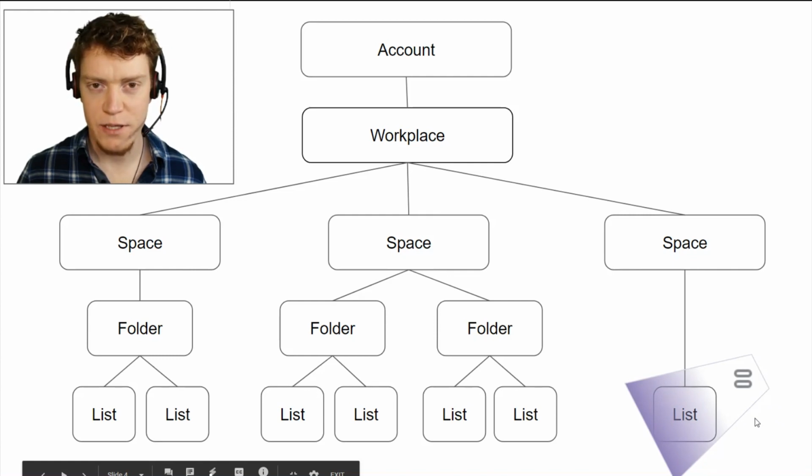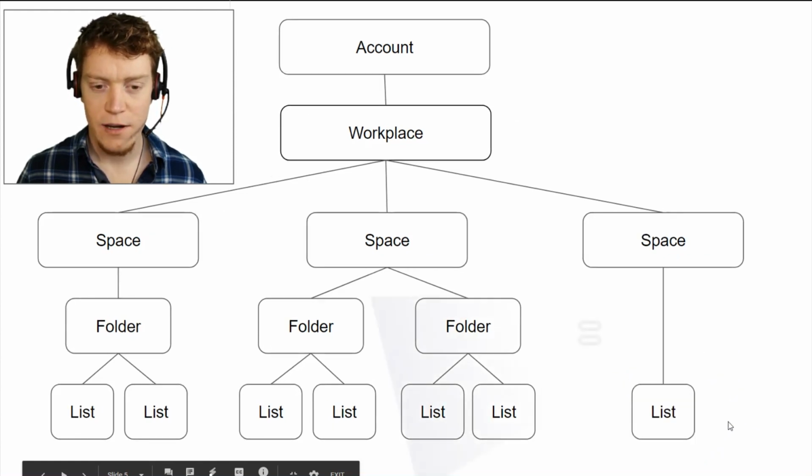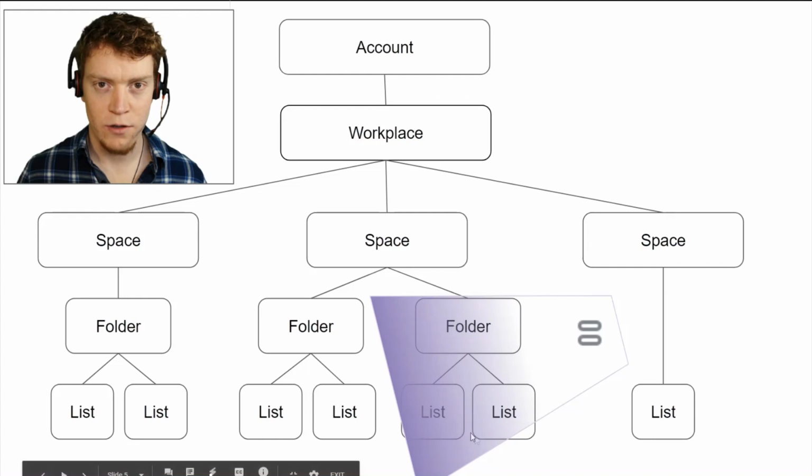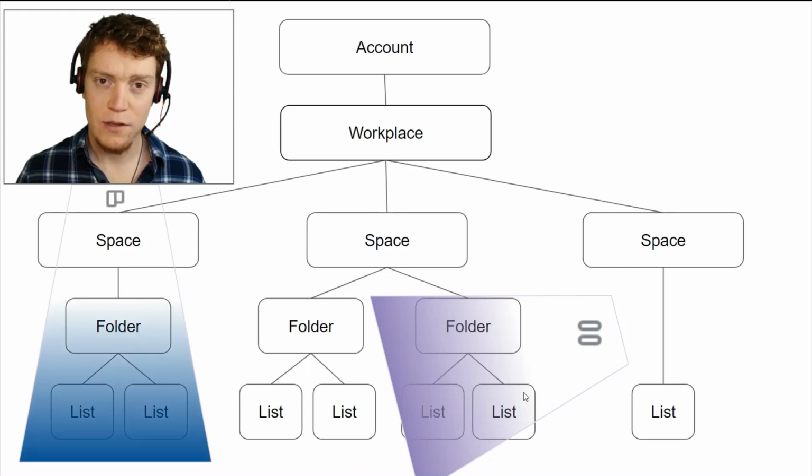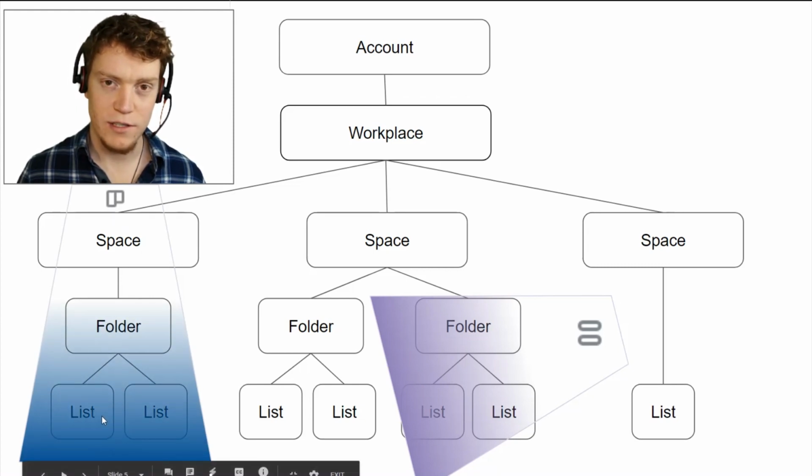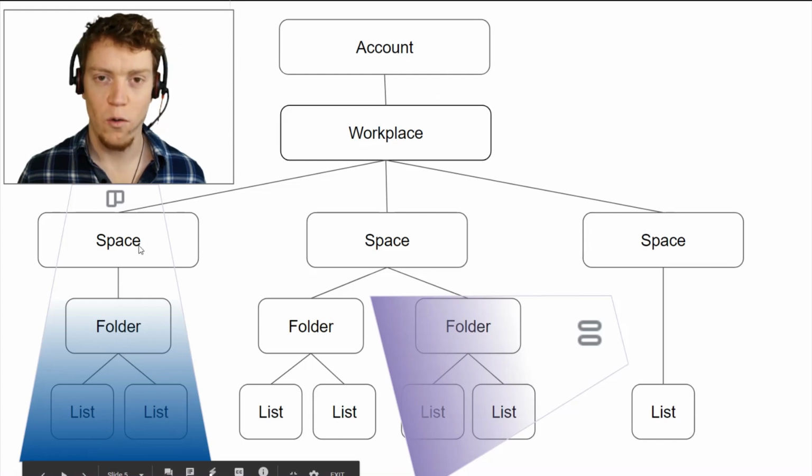Views don't have to just be on lists. In fact, you can have a view that's an entire folder encompassing all of its lists, and you'll see all the tasks within all the lists all in one view. Or you could have a view that sees the entire space. So you could see all the tasks and all the lists and all the folders in that space all in one view.